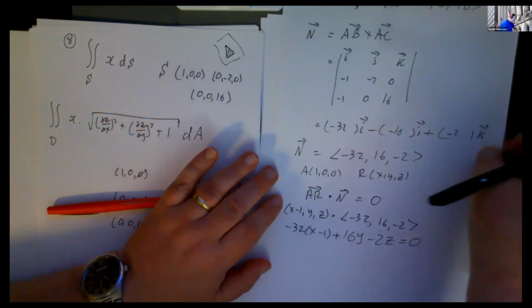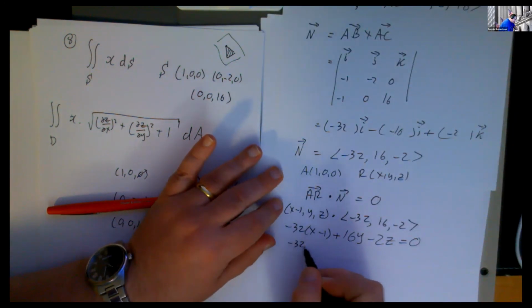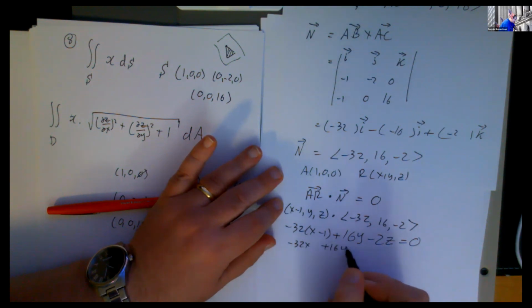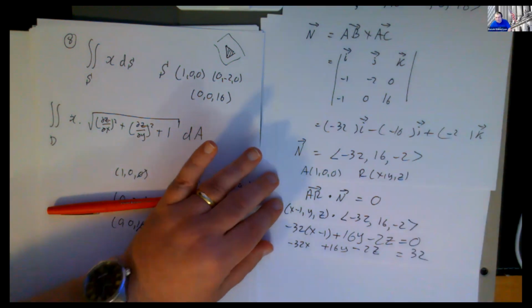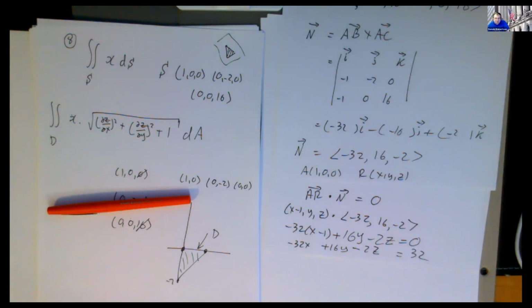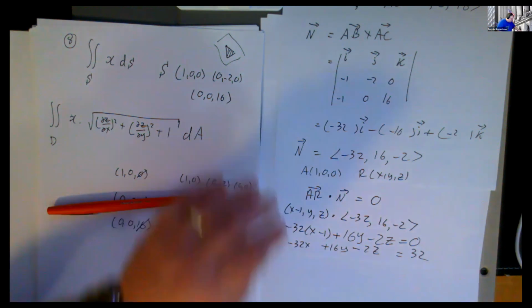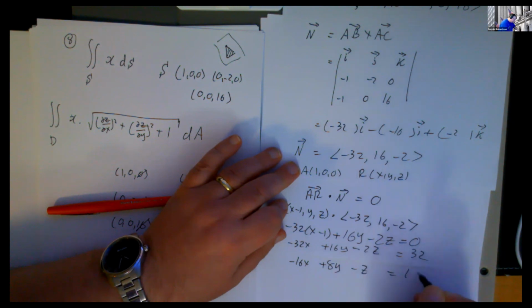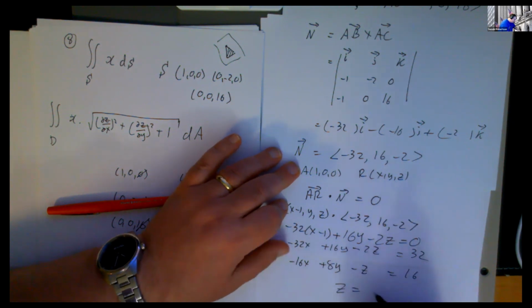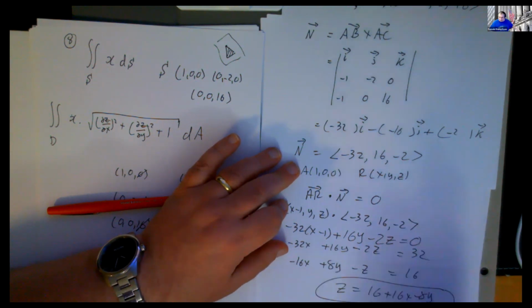which in turn gets me -32X plus 16Y take away 2Z equals 32. I guess I could divide everybody by 2 just to make it a little bit prettier. And if I did that, I'd get -16X plus 8Y take away Z equals 16. And with a little bit more rearranging, bingo, almost ran out of paper.